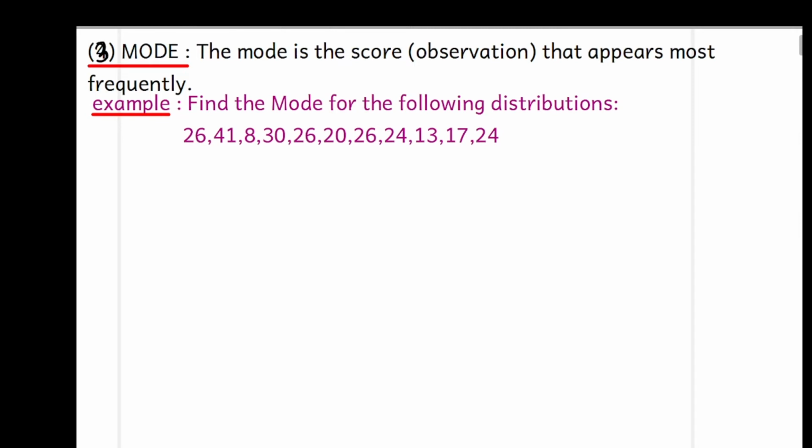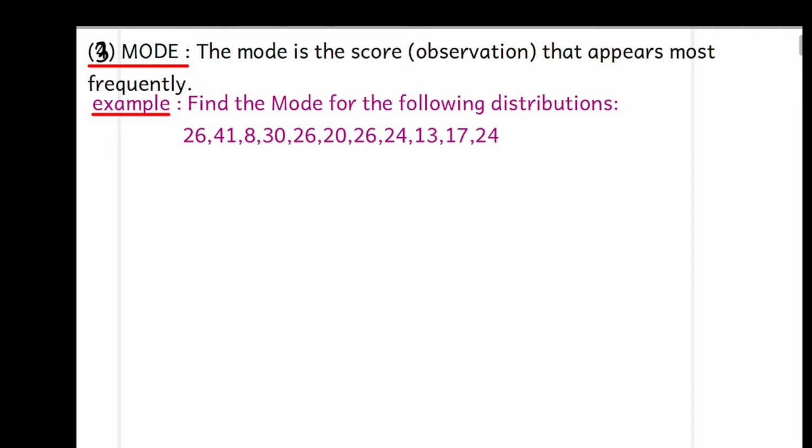Next, come to mode. What is mode? The mode is the score or observation that appears most frequently. Understood? That means which term is coming how many times, its occurrence. Now, find the mode. How to find it?